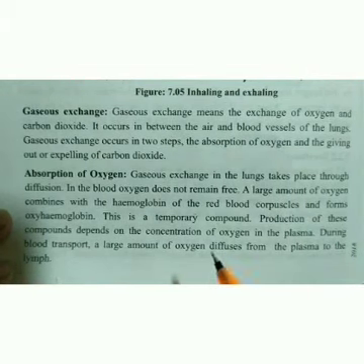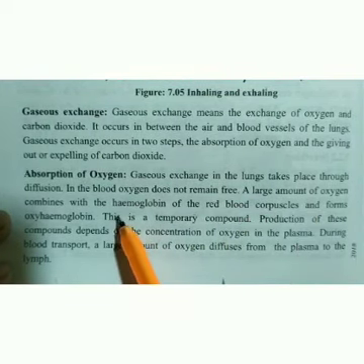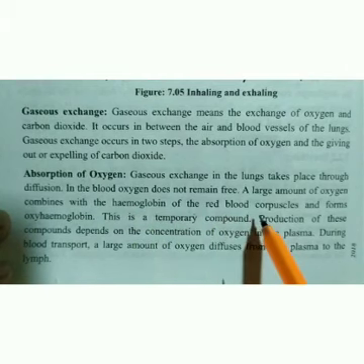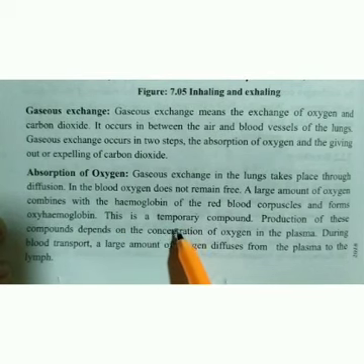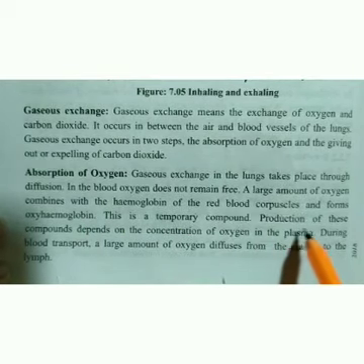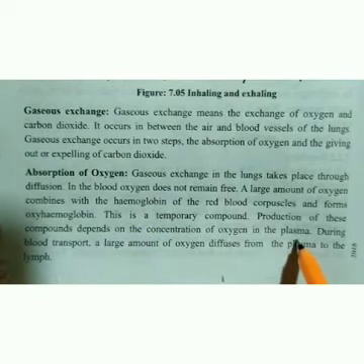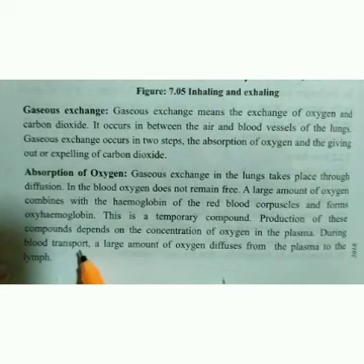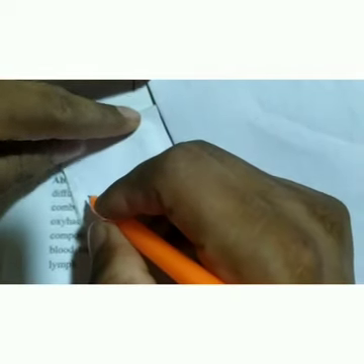In the blood, oxygen does not remain free. A large amount of oxygen combines with the hemoglobin of the red blood corpuscles and forms oxyhemoglobin. This is a temporary compound. Production of this compound depends on the condition of oxygen in the plasma. During blood transport, a large amount of oxygen diffuses from the plasma to the lymph. This is the reaction of making oxyhemoglobin.